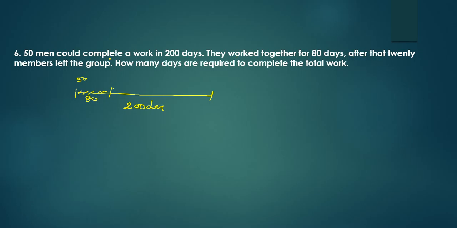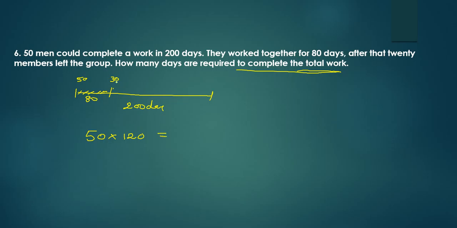After that, 20 members left the group. The number of people has become how much? 30, because 20 members left the group. How many days are required to complete the total work? He is asking to complete the total work. If there is no change in the number of people, they can complete the remaining work in 120 days, because already 80 days of work is over. But what happened?